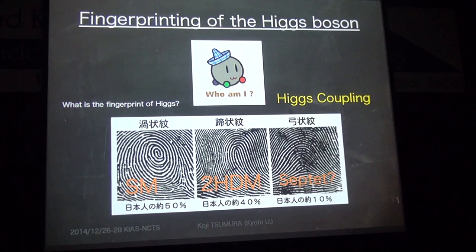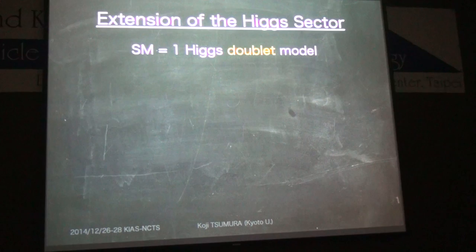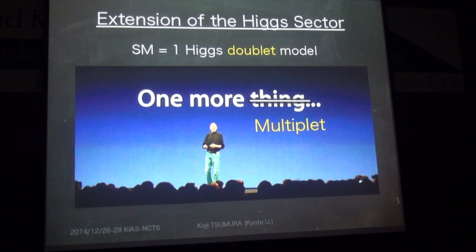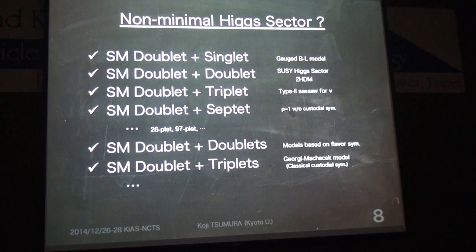Okay, so let me begin with the simplest extension of the standard model. I just put one more multiplet in the standard model Higgs sector, and there are some extended Higgs models. For example, a singlet extension, sometimes motivated by the gauge B-L model. And a doublet extension, the so-called two-Higgs-doublet model. This is nothing but the Higgs sector in the supersymmetric model. And this is the type II seesaw model, a more exotic model, which ensures rho equal to 1 without custodial symmetry. And we have more extensions. The Georgi-Machacek model may be motivated by custodial symmetry, and the Higgs triplet model may be motivated by the Zee-Babu model.